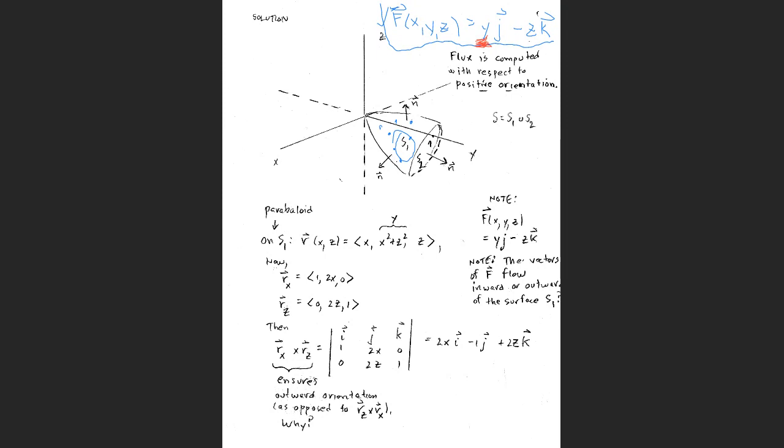So the vectors are going to have to be flowing to the right. Maybe to the right a little bit, but they've got to be flowing to the right. So what's that going to tell you about the flux across the first surface, S1, across the paraboloid? Would the flux be positive or negative with respect to outward orientation?